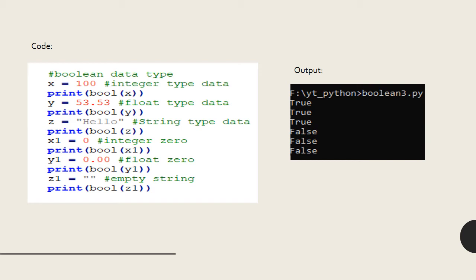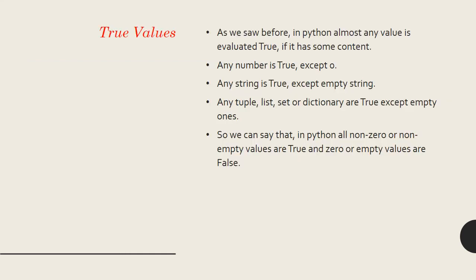By this you can say that non-zero values get the answer true and zero values get the answer false in the bool function. Now let's learn about what the true values are, what true values we get when we use the bool function. As we saw before, in Python almost any value is evaluated as true if it has some content.